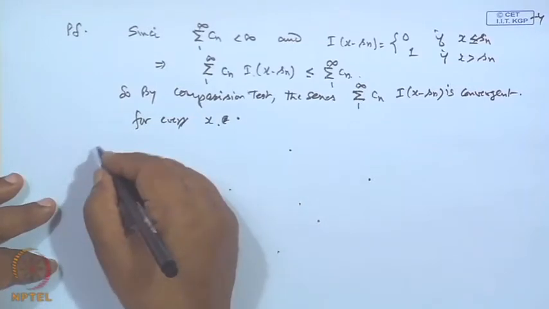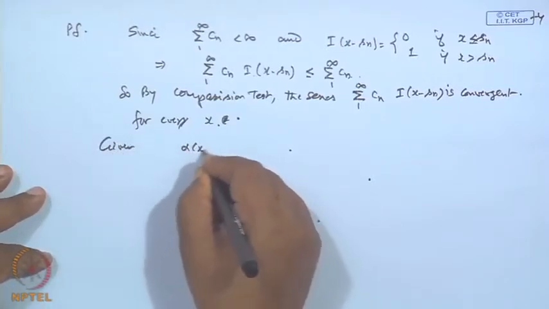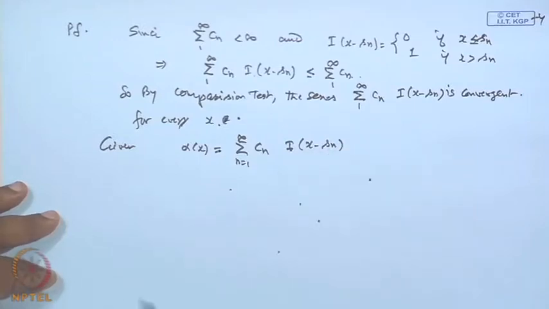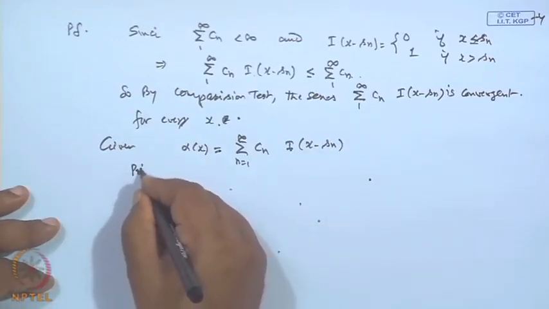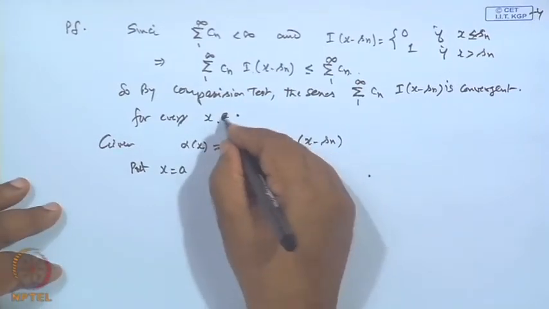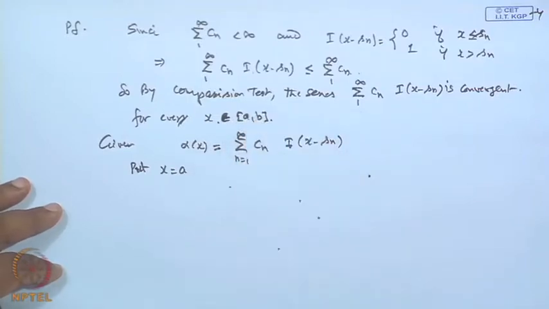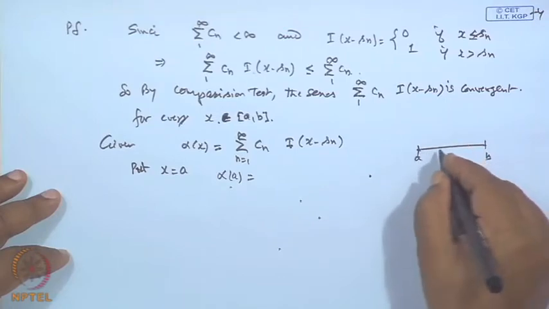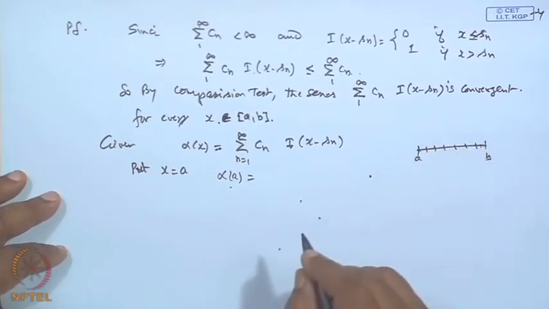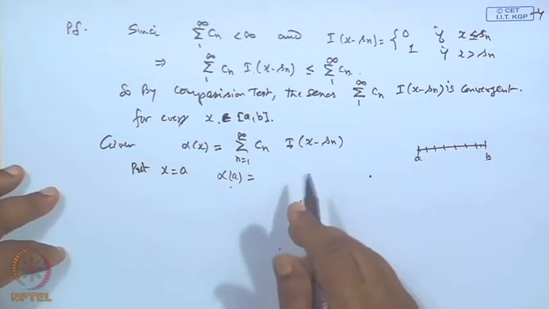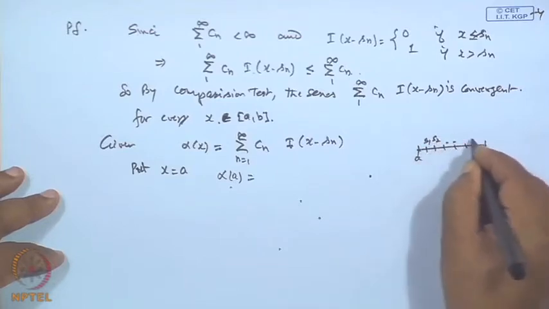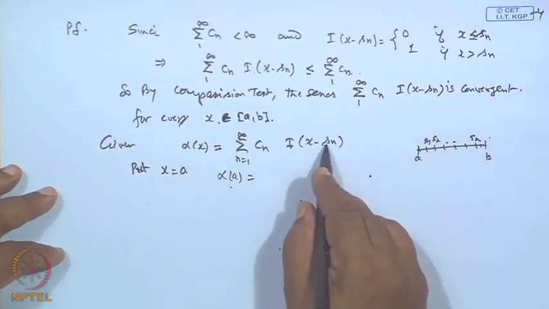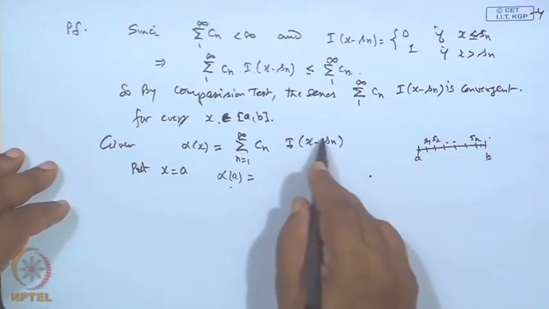alpha. What is alpha? Alpha(x) is given as the sum from n equals 1 to infinity of C_n I(x minus S_n). So, what is the value of it? If we put x equal to a, with x belonging to the interval [a, b]. So, x is a, then what will alpha(a) be? This is our interval [a, b], and here are S_1, S_2, S_n. These points S_1, S_2, S_n belong to the open interval, remember, because these are distinct points. So, a is strictly less than S_1, a is less than S_2 and so on. So, when a is strictly less than S_n for each n, therefore I(x minus S_n) will be 0.